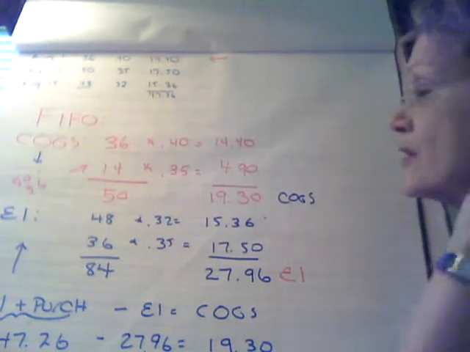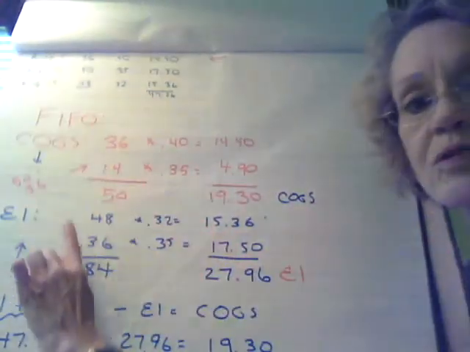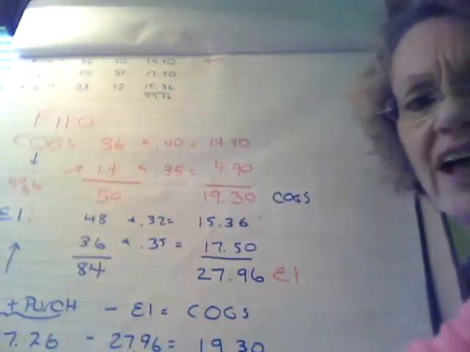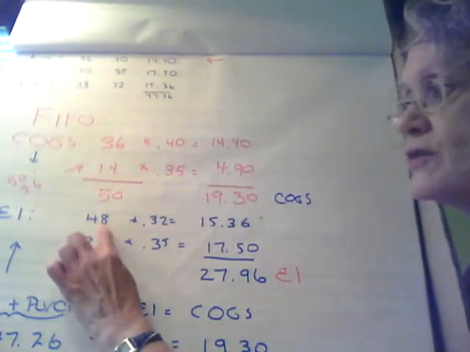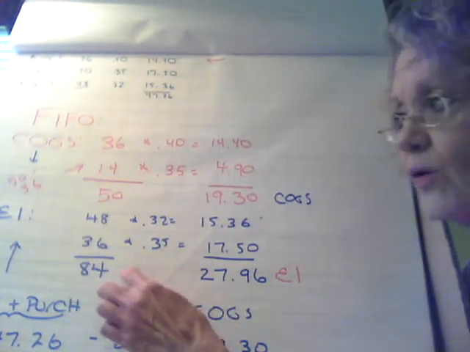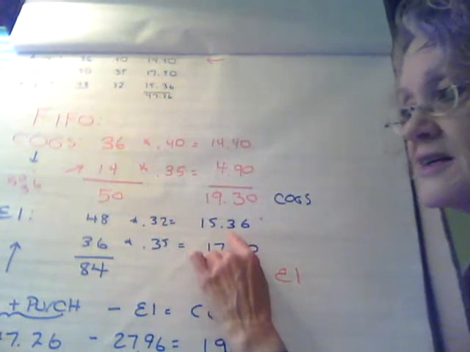Now, the ending inventory is what? Well, if the first ones are sold, then the last ones are still here, and we call that LISH. I thought I invented that, and then I saw it in a book, so I don't think I invented that either. So the last ones, there's 48. How many do you want to get to? 84. So 48 at 32 cents is $15.36.